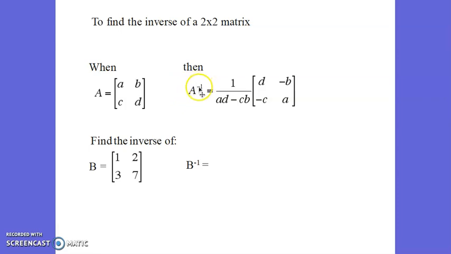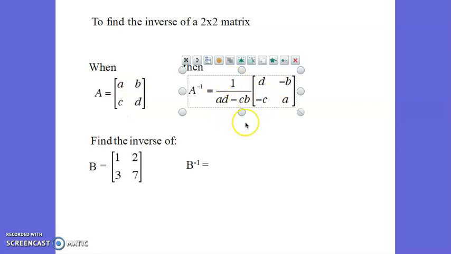That little -1 in the exponent is the symbol for inverse. Again, that's not a reciprocal. It's not doing anything to A. It's just the symbol to say that we had a matrix A and we're taking its inverse. Well, to find its inverse, you're going to take the main diagonal, A and D, and we're going to switch those two numbers. We're going to take the other two numbers, C and B, and we're going to make them negative.